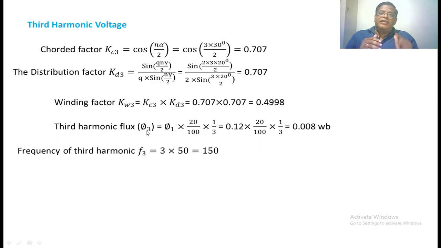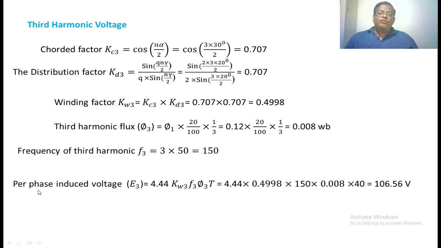Third harmonic flux is equal to 1 by 3 times the fundamental flux, but in the numerical it is given that 20% of the flux we have to consider. So Φ1, the fundamental flux, divided by 3, this is the third harmonic flux, into 20 by 100. Finally, you are getting 0.08 Webers. The frequency of the third harmonic f3 equals 3 times the fundamental. So we are getting 150 Hz.